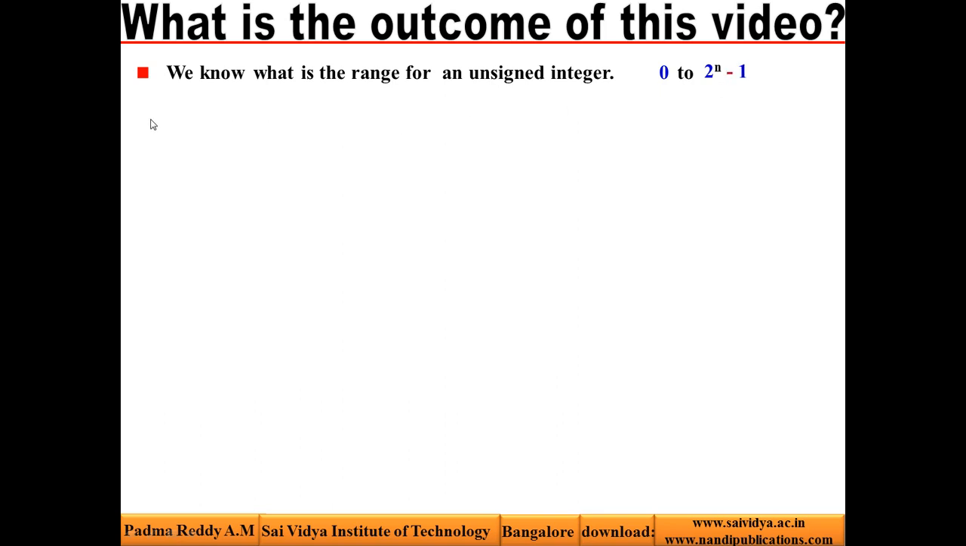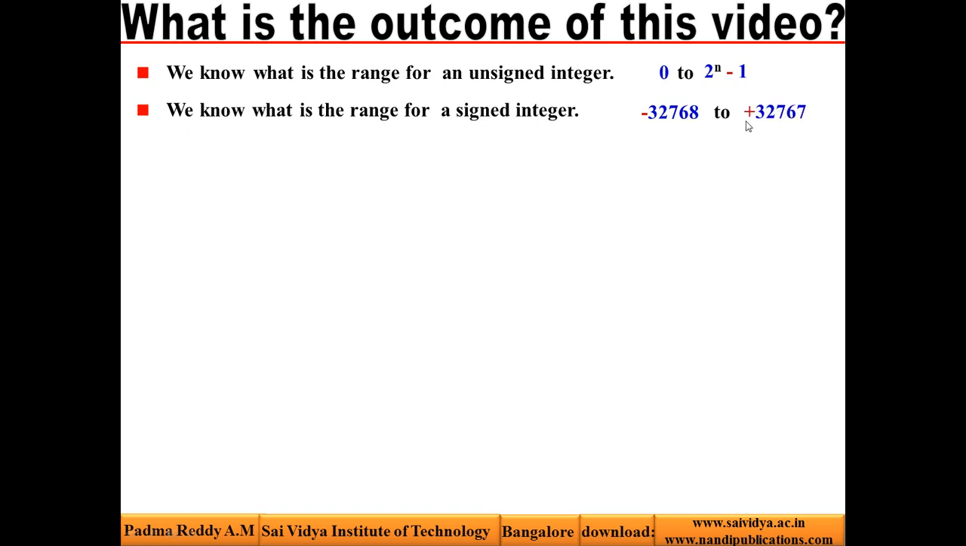Point number 2 is we know what the range for a signed integer is. In a 16-bit machine, the minimum number is minus 32,768 and the maximum number is plus 32,767. In general, for an n-bit machine, the minimum number can be written as minus 2 to the power n minus 1, and the maximum number can be written as plus 2 to the power n minus 1, minus 1.